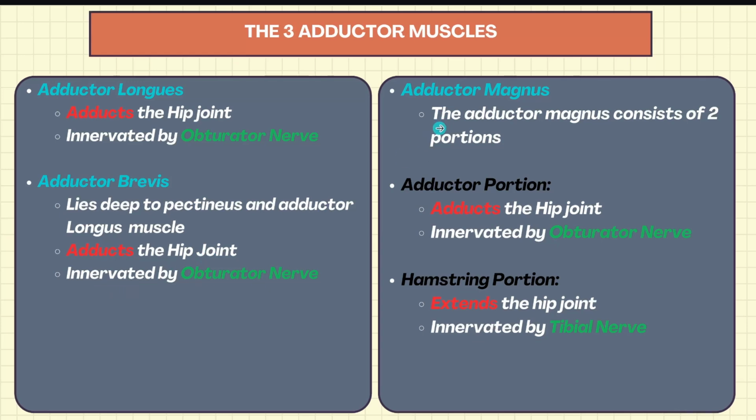The adductor magnus is an interesting muscle. Why is it interesting? Because it has 2 portions. You could say it's somewhat similar to the pectineus, however, with the adductor magnus it's a much more obvious idea that it has 2 portions. You have an adductor portion, which is on the medial side. It adducts the hip joint, and it's innervated by the obturator nerve. And we have a hamstring portion, and this hamstring portion is part of the posterior muscles. So that means it's going to be for the sake of extending the hip joint, and posterior muscles are innervated by the tibial nerve.